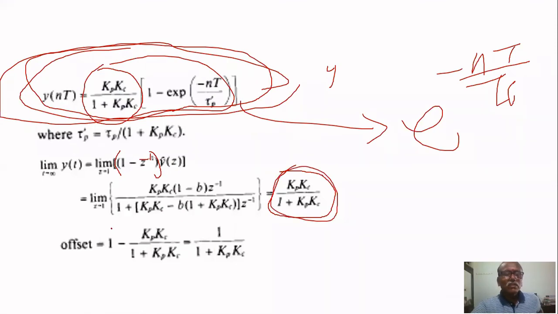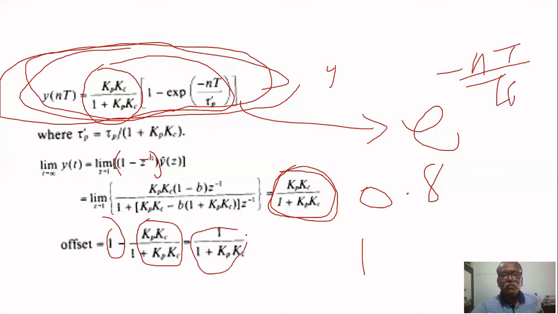Then what is the offset? It is 1 minus this steady state value. Let us assume that it is 0.8. The step input is 1, so 1 minus 0.8 is 0.2. Definitely it is less than 1. So the offset is 0.2, and this is equal to 0.8.